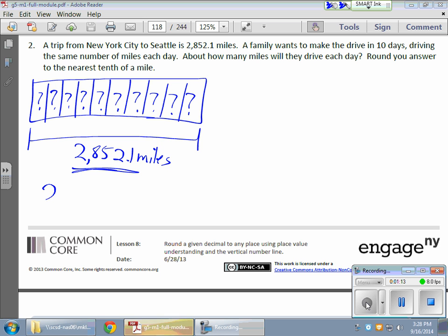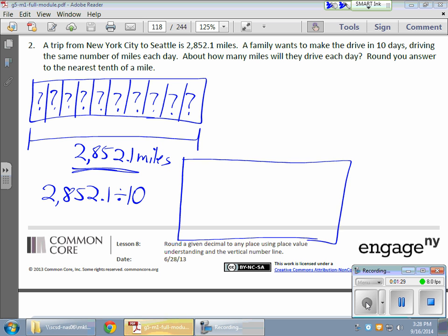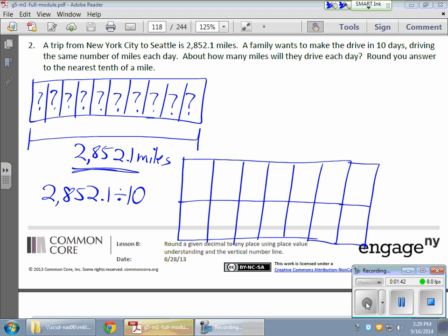So, that looks like this. I have my 2,852.1, and I'm going to divide that by 10 days. Okay? Now, if that's true, I'm going to set up a place value chart to actually help me answer this question here. Okay? So there we are. And 1, 2, 3, 4, 5. I think that's going to do it. Nope, I need 6. So let me add one more area here. And there's my 2, my 8, my 5, my 2, my decimal, and my 1. Here we go. Okay, so here's the tenths.